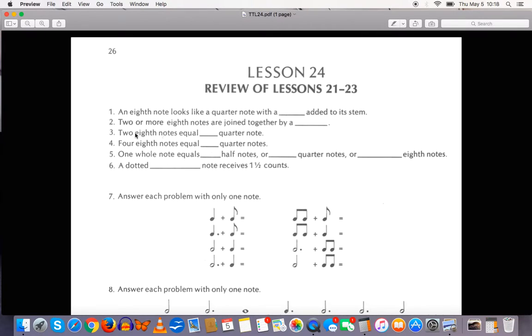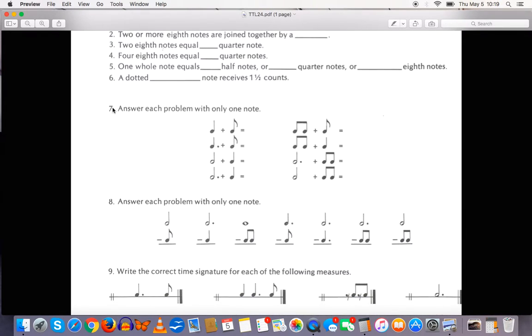Okay, remember, eighth notes, quarter notes, whole notes, half notes, they're all fractions. So go back and grasp that concept, and rhythms will be infinitely easier. You should be able to breeze through these 3 questions here if you understand the fractions principle. 2 eighth notes equal 1 quarter note. 4 eighth notes equal 2 quarter notes. I'm not going to give you all the answers. Okay, answer each problem with only 1 note. So you're going to add the 2 notes together and write an equivalent with just 1 note.